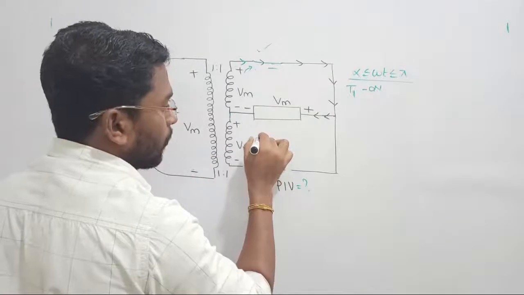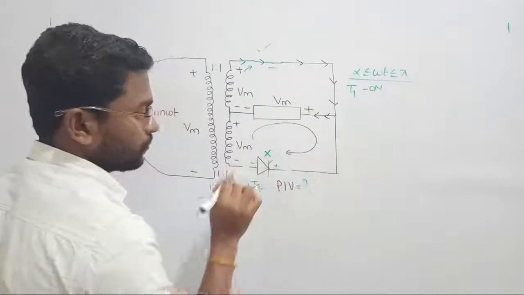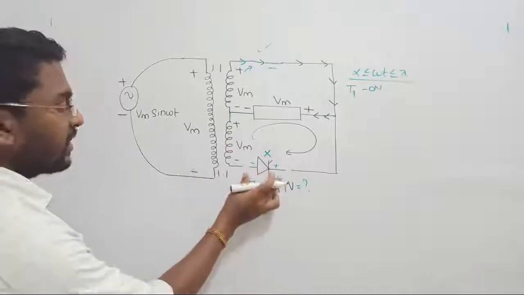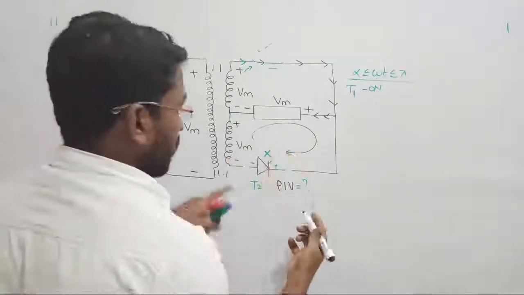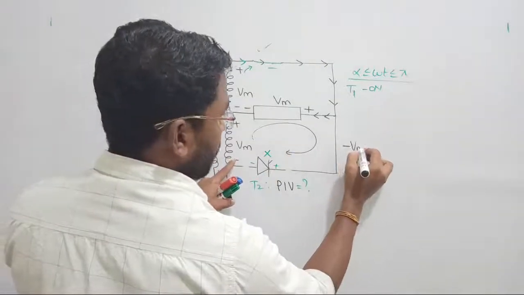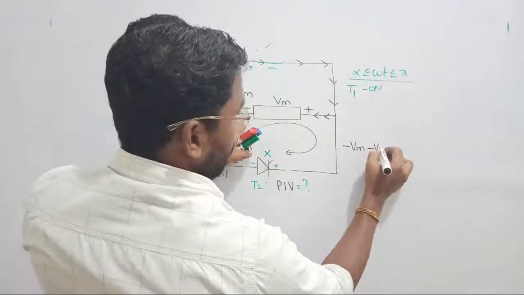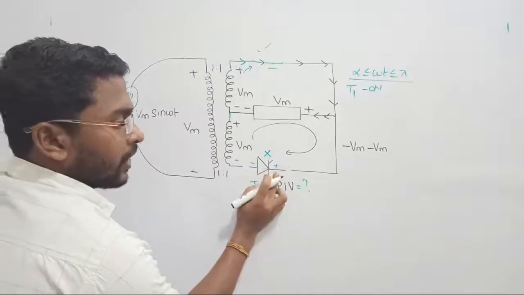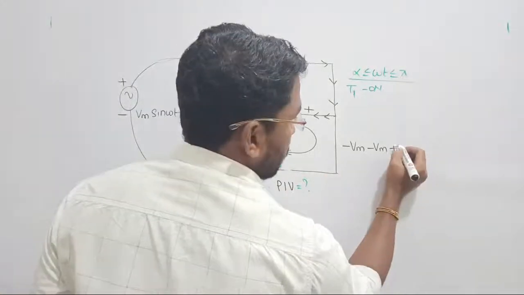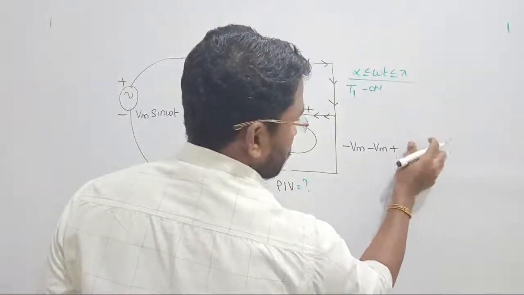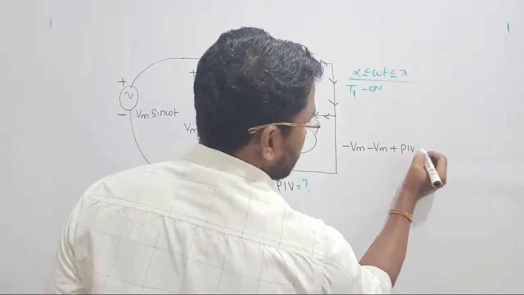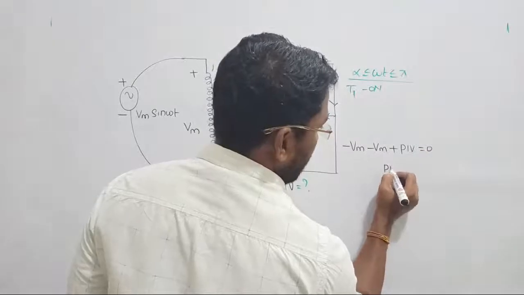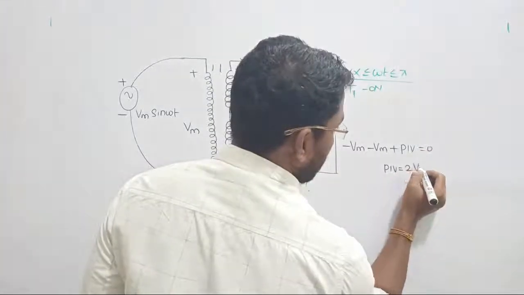Let us see. Apply KVL for this loop. If you want to know the value of peak inverse voltage, now apply KVL for this loop. I know this thyristor is turned off. I am starting from here minus Vm, here minus Vm, right? I am coming here. We are in reverse blocking voltage, so here there is plus and here there is minus. Let me define the peak inverse voltage, such that the KVL sum equals 0. Then peak inverse voltage will become twice of Vm.